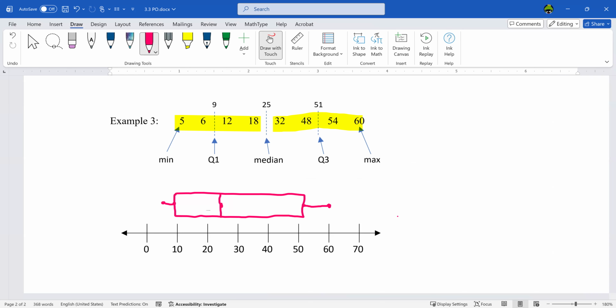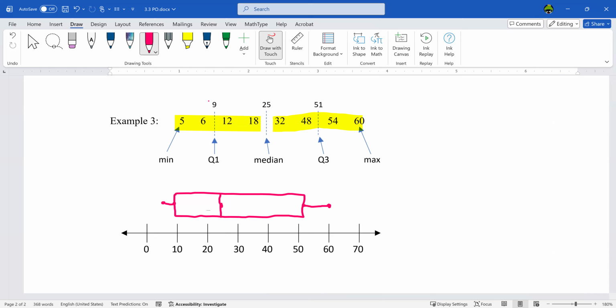So given a data set, once again, make sure your numbers are in order. For these examples, I already had the numbers in order. Some of the examples out of the book will not be in order. Make sure your numbers are in order first. Find your five number summary. Once you have your five number summary, you should be able to make your box and whisker plot.